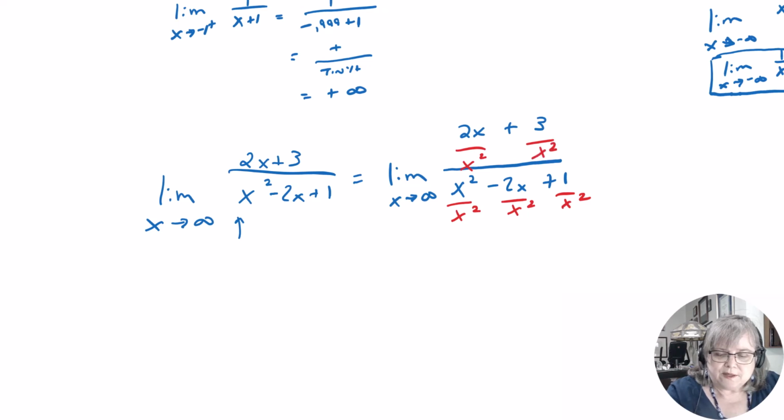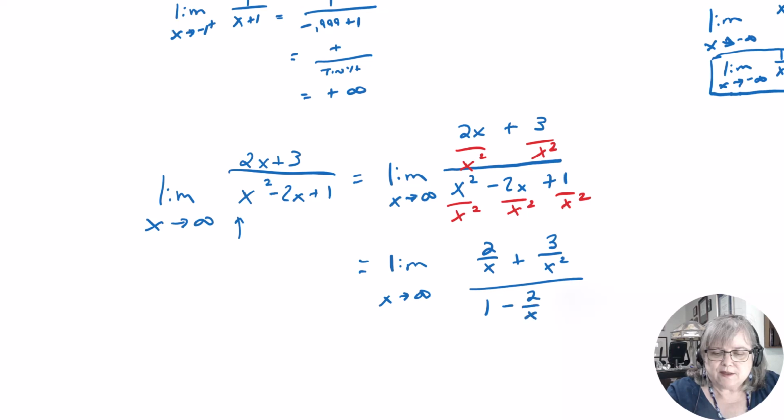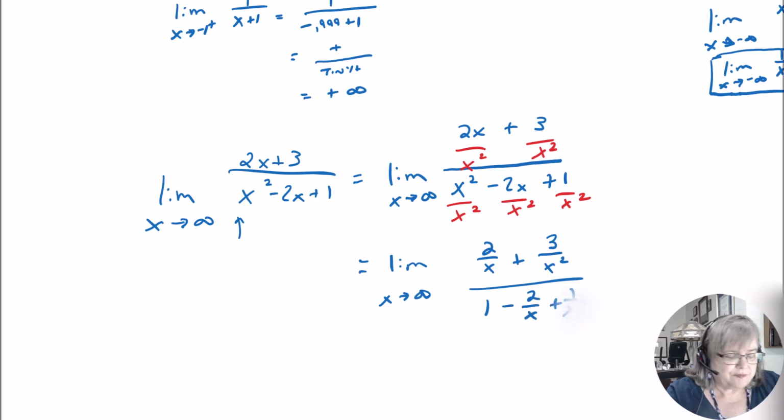Now, you can reduce this, but after you get used to this, you'll be comfortable asking yourself these questions. 2x over x squared is 2 over x. 3 over x squared doesn't reduce. x squared over x squared is 1, minus 2x over x squared is 2 over x, plus 3 over x squared. Okay? So this is going to go to 0 as x gets very large. This is going to go to 0. This is 1. This is 0. This is 0. So it's 0 over anything, which is 0.